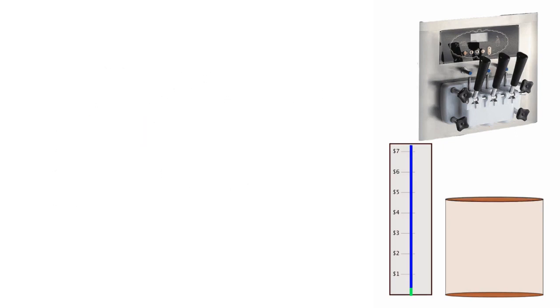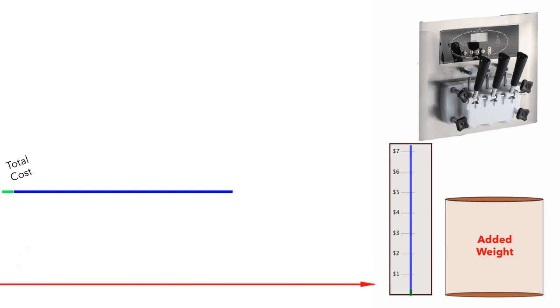First, I'll represent the total cost. The green line represents the cost of the cup itself. And I'll represent the change in the cost using a blue line. Next, I'll represent the weight of the frozen yogurt that gets added to the cup using a red arrow.